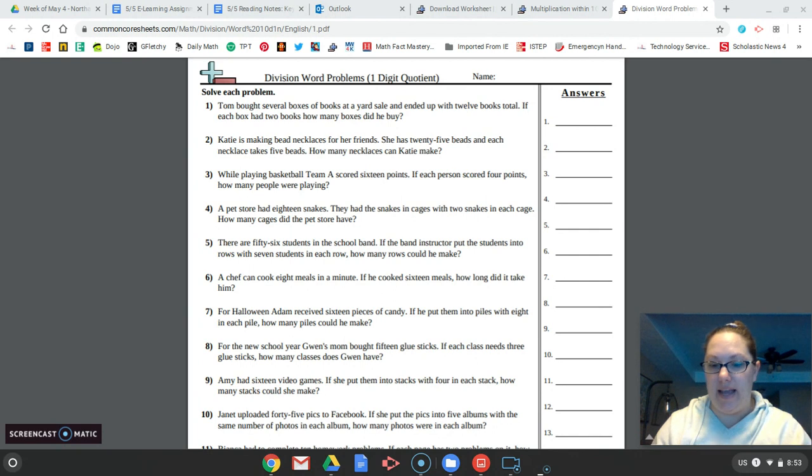Just give it a shot today. If the repeated subtraction strategy gets tricky after you try it a couple of times, then you can always use one of your other strategies like the equal group strategies. But I do want you to try the repeated subtraction strategy and the repeated addition strategy on your assignment today. Okay?